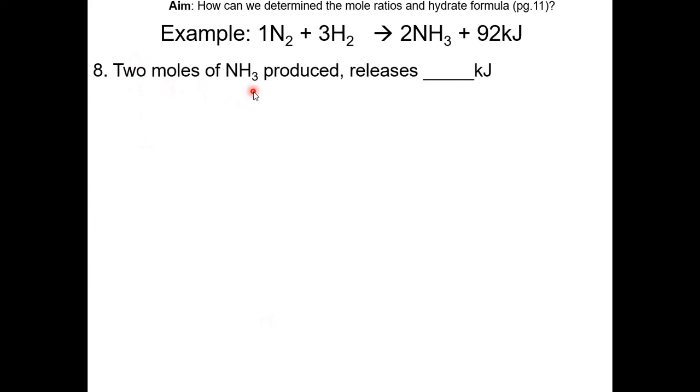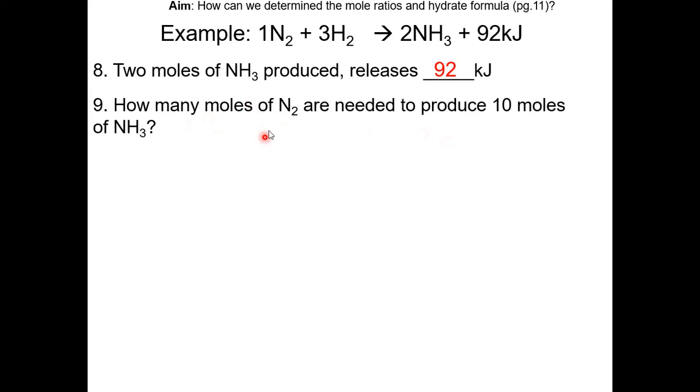2 moles of NH3 releases how much energy? So that would be 92 kilojoules. How many moles of N2 are needed to produce 10 moles of NH3? The first step is to figure out the mole ratio between N2 and NH3. It is 1 to 2 based off the chemical equation.